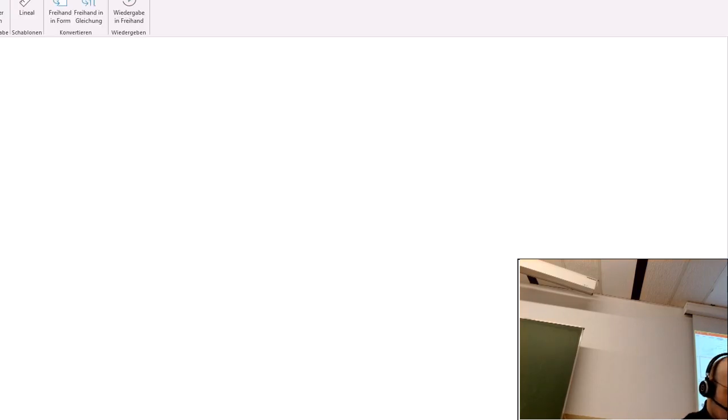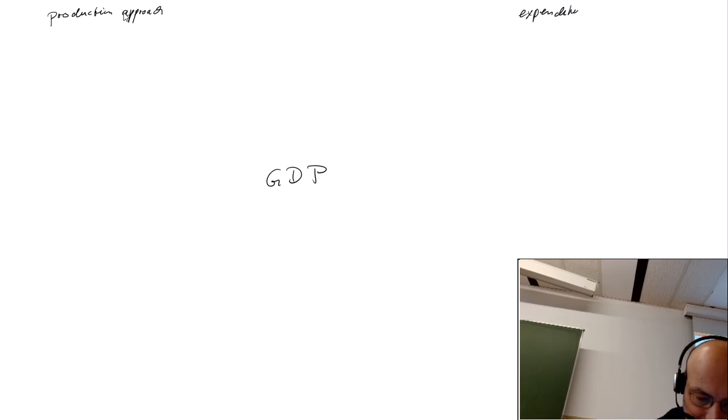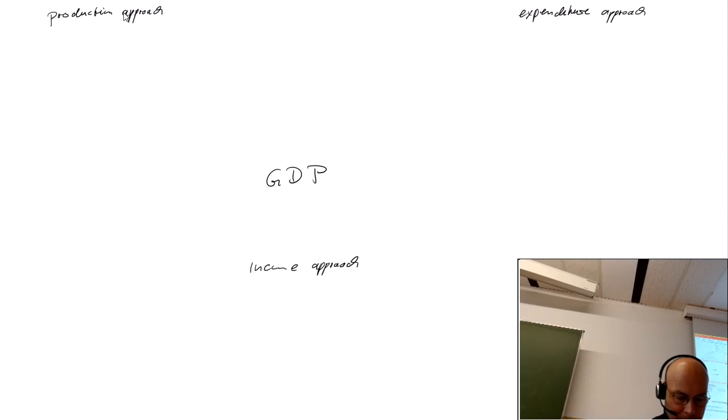So, what did we have? GDP: production approach, expenditure approach, and income approach. So, and then we looked at the main parts from these three different sides.